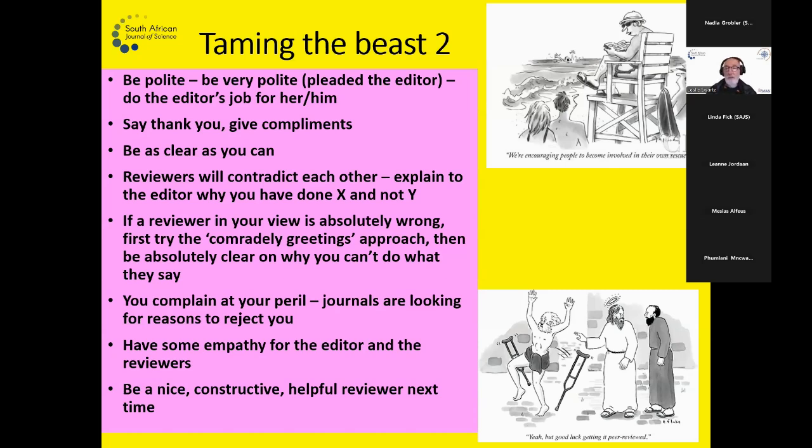Say thank you if you agree with what a reviewer says. Give compliments if you think the review is good. Be very clear. Reviewers are going to contradict each other. So explain to the editor why you've gone with, in this particular case, reviewer A as opposed to reviewer B, for example. If a reviewer is completely wrong, first try and understand and indicate that you're trying to understand where they come from, and then be absolutely clear why you can't do what they say, if you feel that they're wrong.